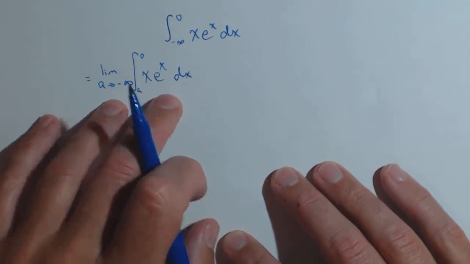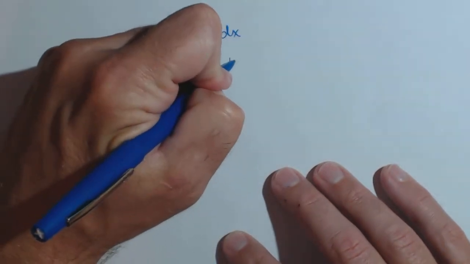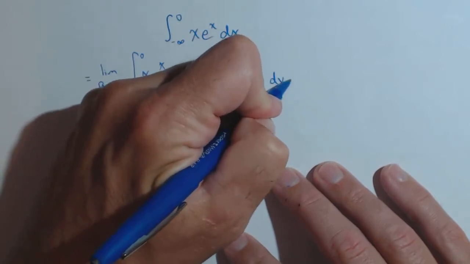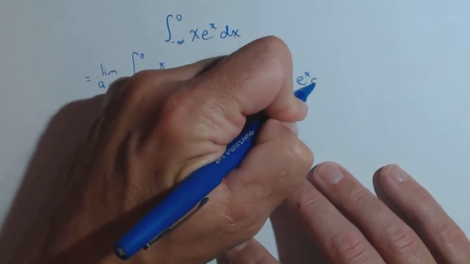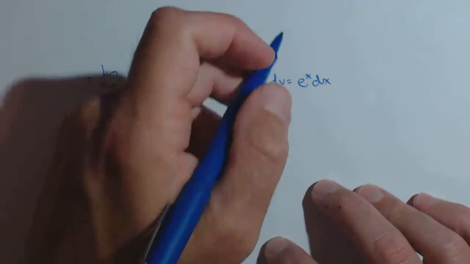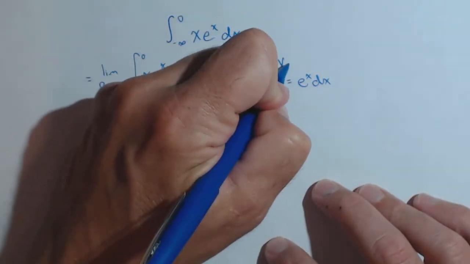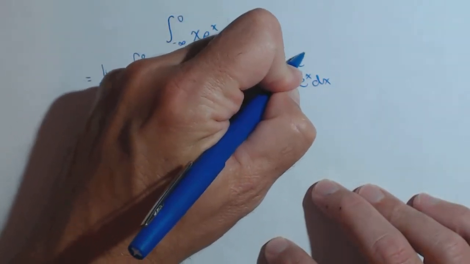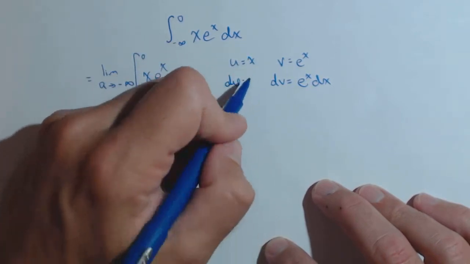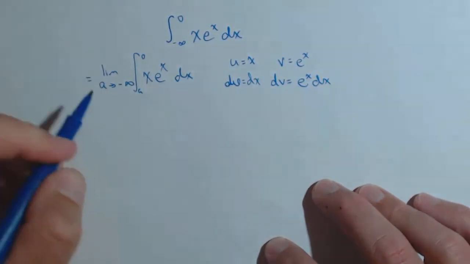This is an integration by parts. And it's going to be an integration by parts with u equal to x and dv equal to e to the x dx. So all of our integration techniques are still in play with improper integrals. v is very easy, as the antiderivative of e to the x is just e to the x. And du is actually very easy because the derivative of x is 1 dx.